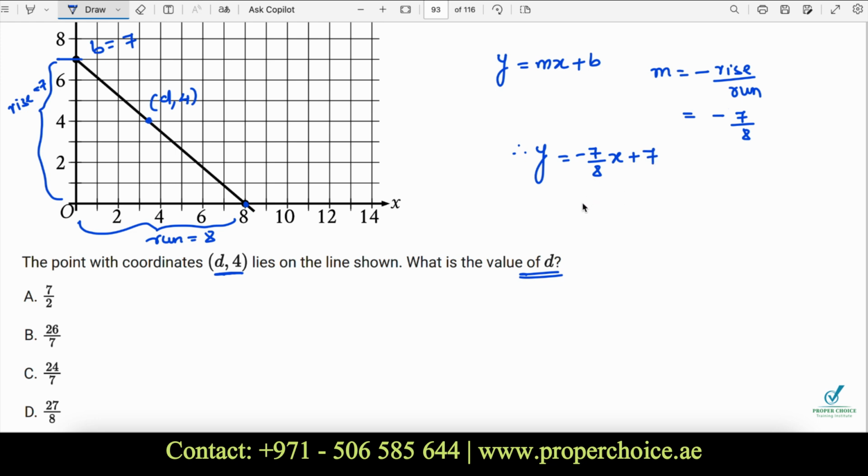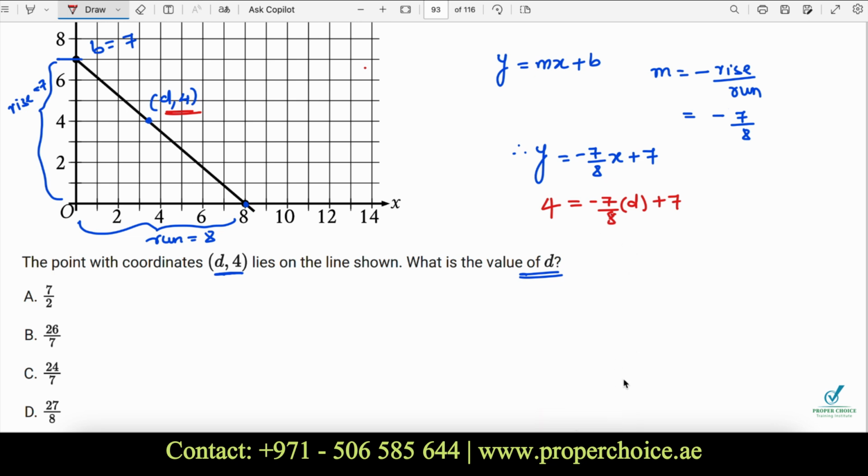So that's the equation. Now to find out the value of d, you have to substitute x as d and y as 7 in this. So you'll be getting it. So in that case, y as 4, not 7. So 4 equals negative 7 by 8 times d plus 7. Now solve this. So use Desmos.